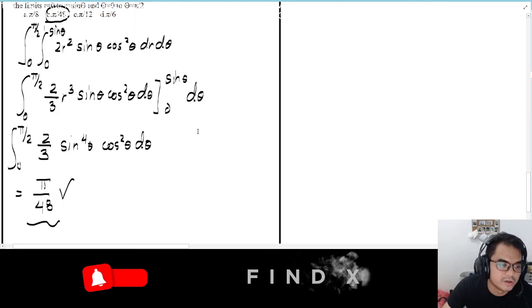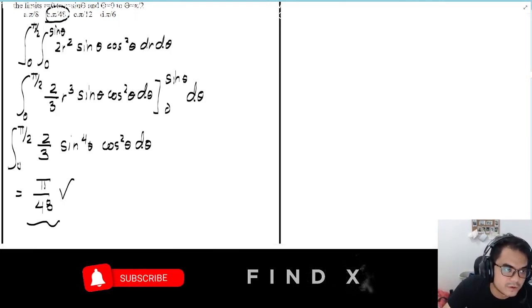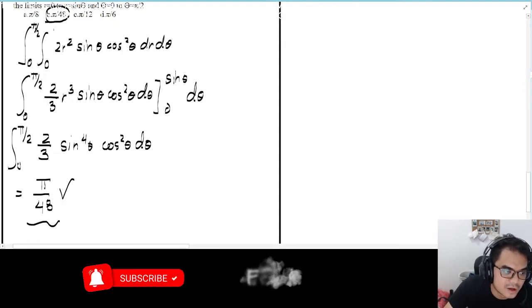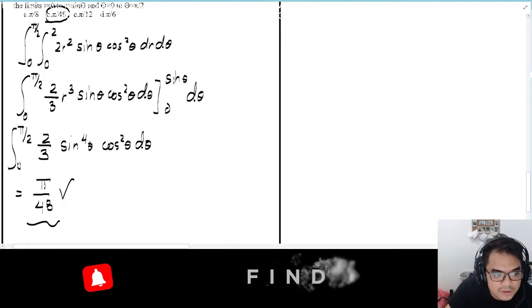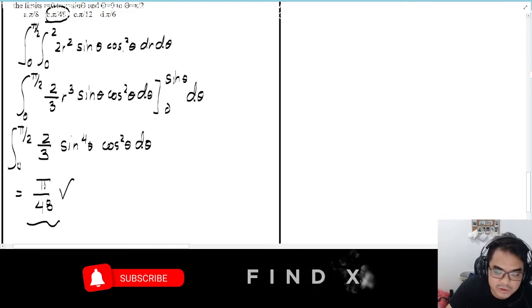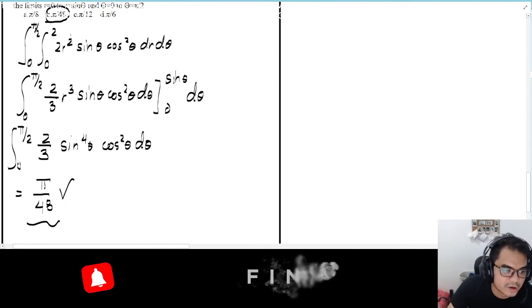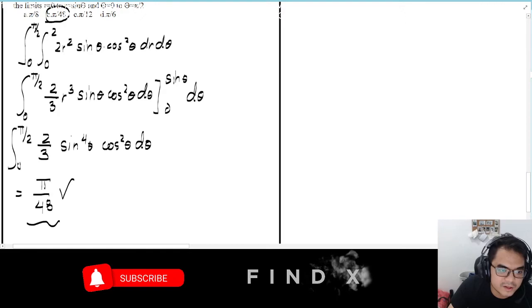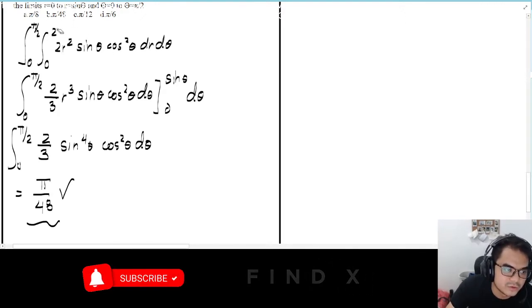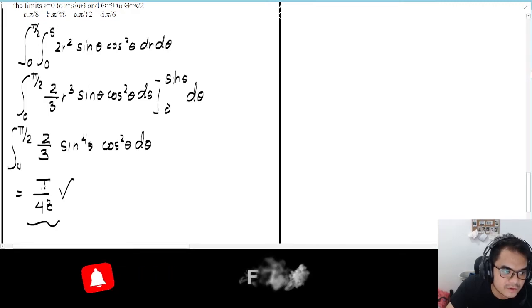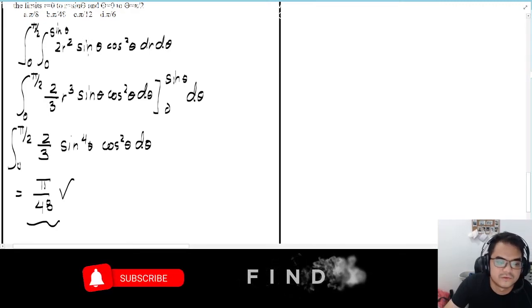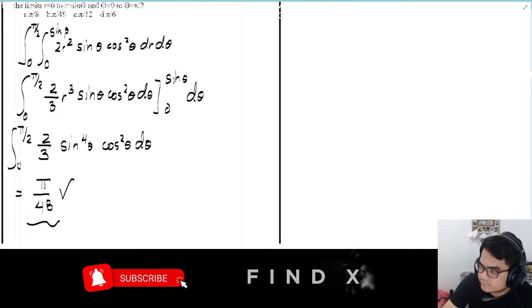However, remember that if this is not sine theta, let's say this is equal to 2, you can evaluate this integral using your calculator directly. All you have to do is separate all the r's and all the thetas and multiply them to each other, and that's it. This is really easy. However, you cannot do that since the limits are variable themselves. Okay, so let's have the next one.